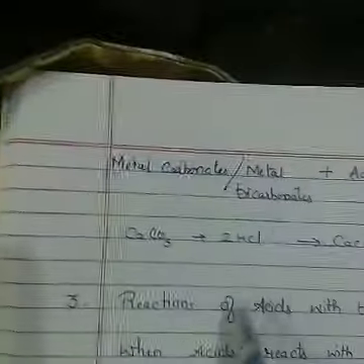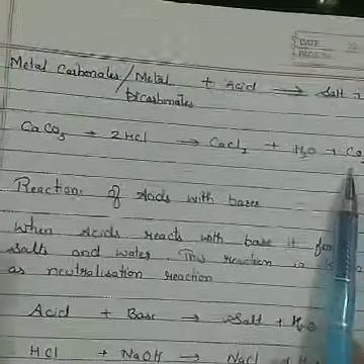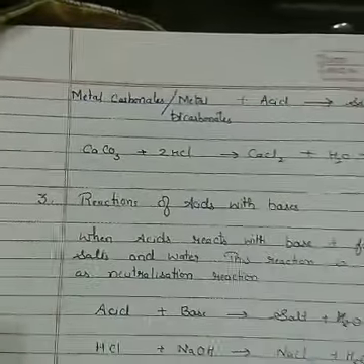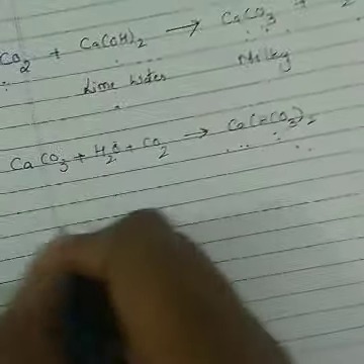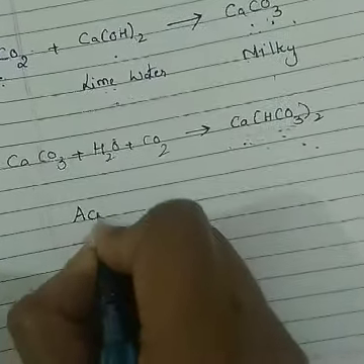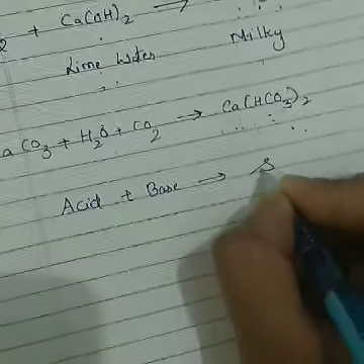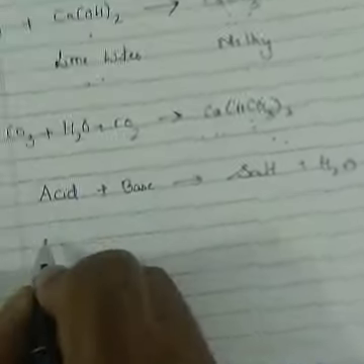Okay. Now our next reaction is, one more example you can take with the metal carbonate, that is calcium carbonate plus HCl. So what will it form? Calcium chloride, water and carbon dioxide. Now the last reaction of acids and bases. You have done this in junior classes, that when acid reacts with the base, it forms salt plus water. This is a neutralization reaction.